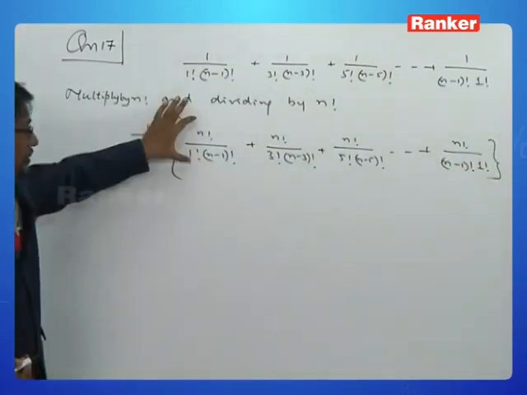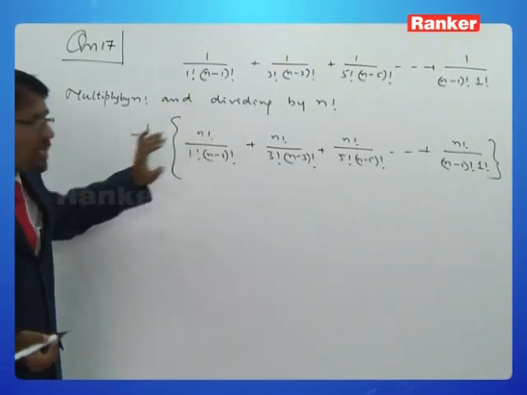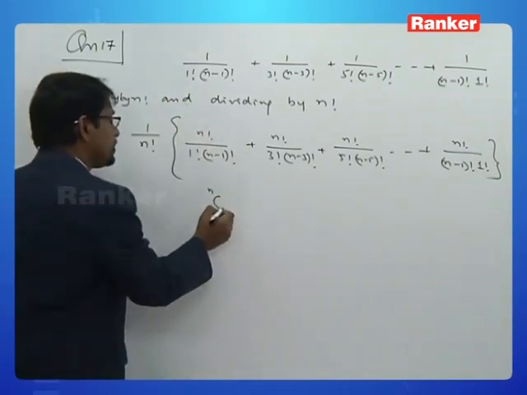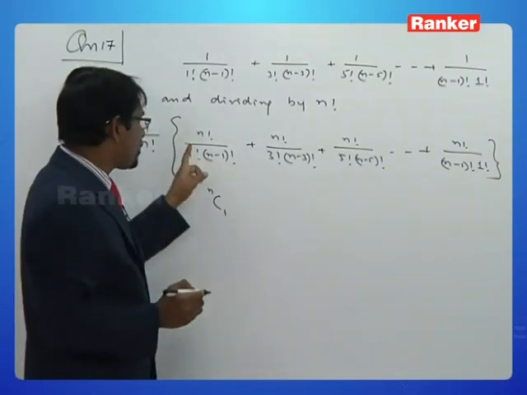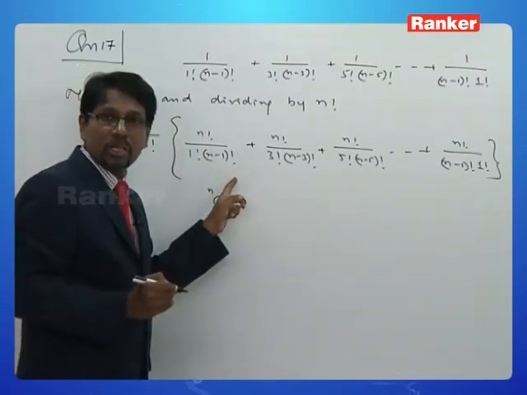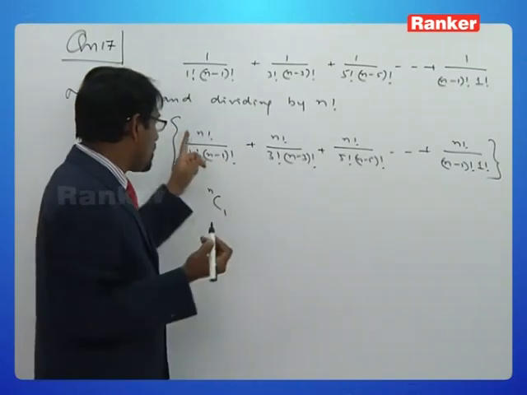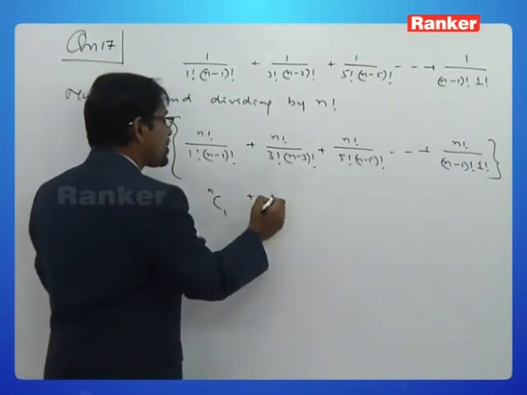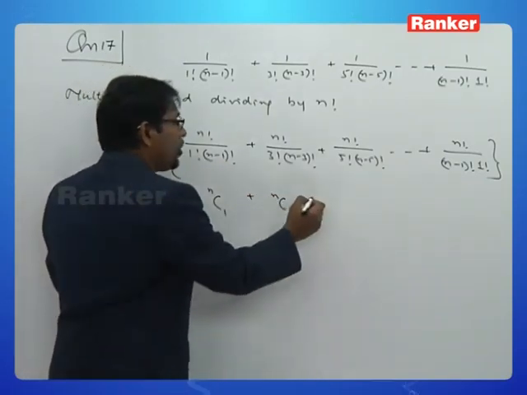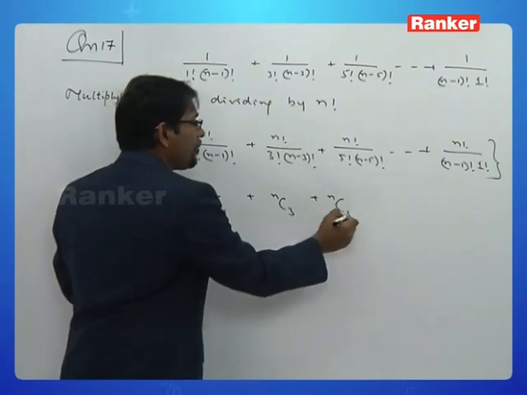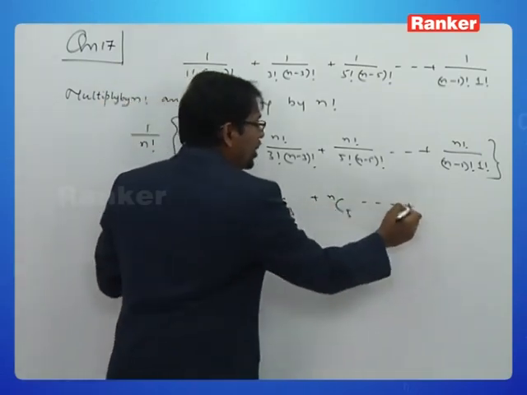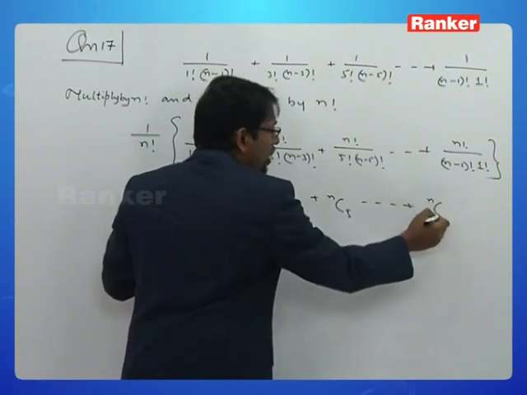What is this? This is clearly nC1, because n factorial by r factorial into n minus r factorial is nCr, we know. So this is nC1. What about this? It is nC3. What about this? nC5. Okay, what about the last one? nC n minus 1.